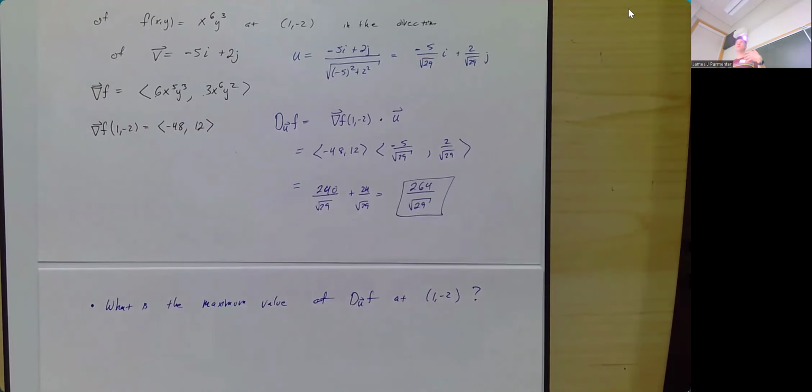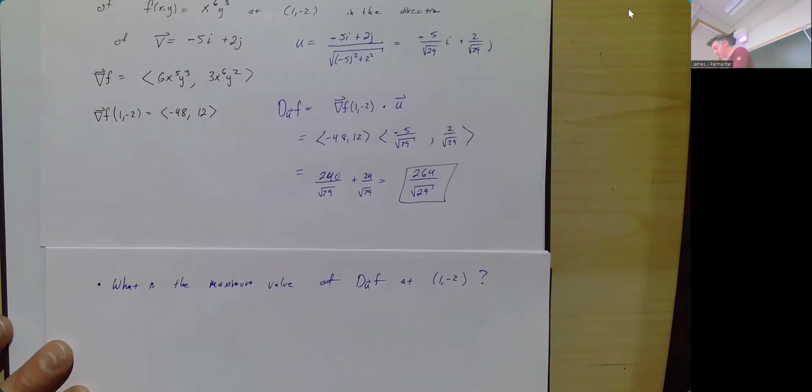The answer to this question is always the magnitude of the gradient. So whenever they're asking you what's the maximum value of the directional derivative, or what's the maximal rate of increase or rate of change or slope or whatever words they want to use to indicate this thing, it's always the magnitude of your gradient.